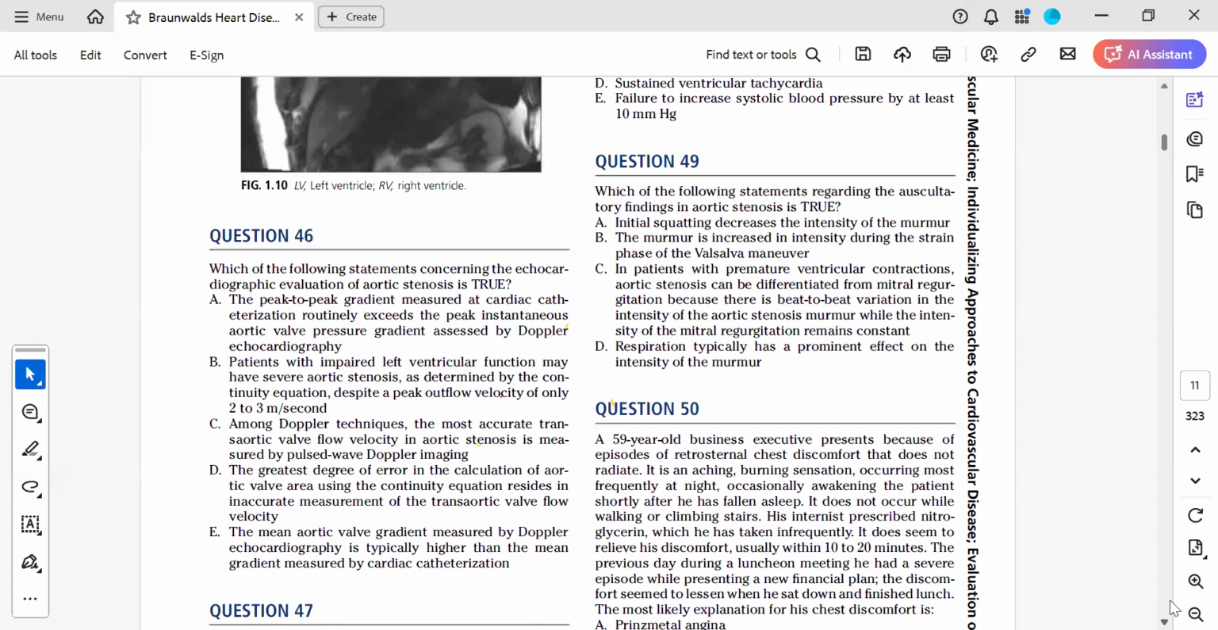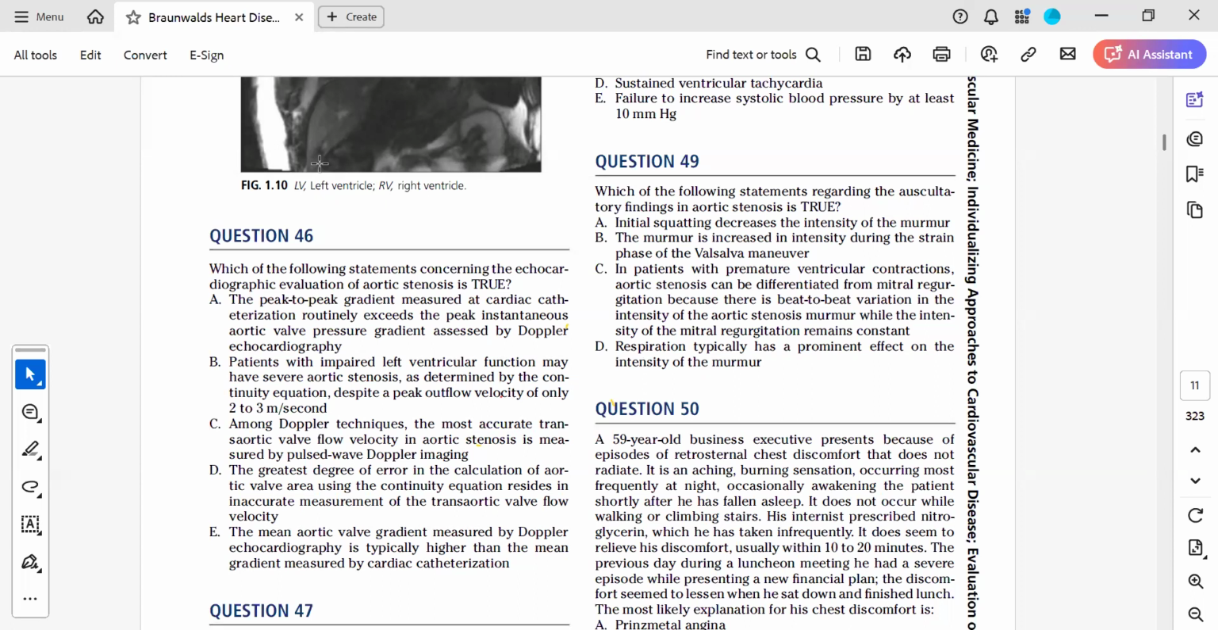Okay, so question 46. Which of the following statements concerning the echocardiographic evaluation of aortic stenosis is true? And many of these things we have actually discussed this evening. Option A: the peak-to-peak gradient measured at cardiac catheterization routinely exceeds the peak instantaneous aortic valve pressure gradient assessed by Doppler echocardiography.